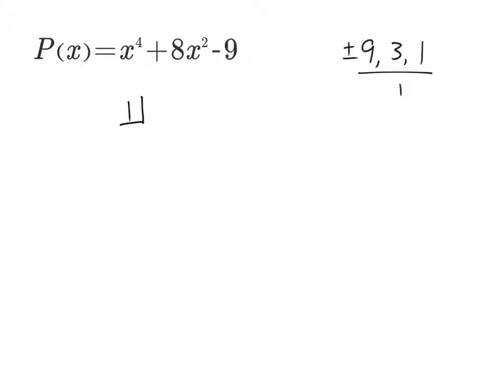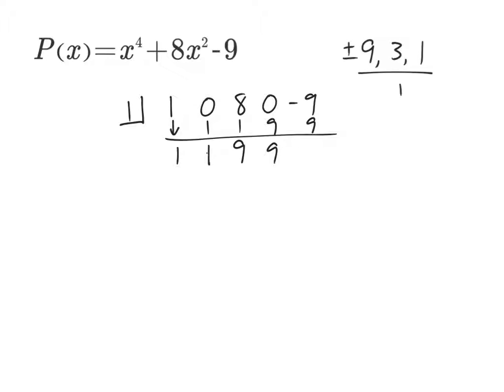And I'm going to synthetically divide. So it's going to be 1, 0, 8, 0, negative 9. Which ends up giving me 1, 1, 9, 9, 0. Now, I know that x minus 1 is going to be a factor, and the other factor now looks like this.